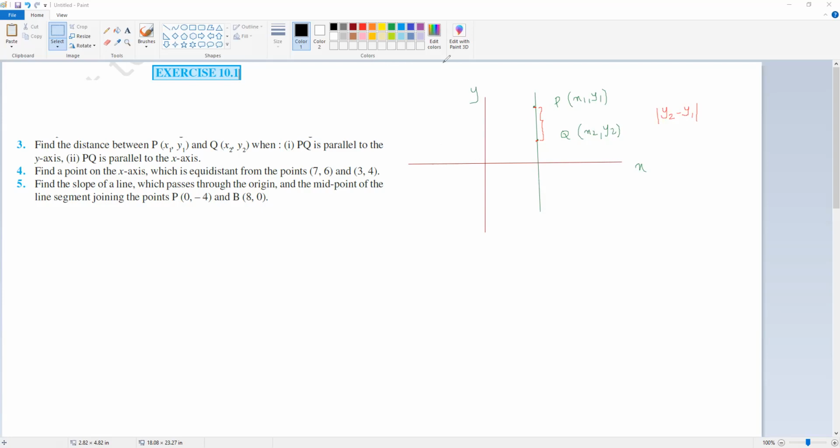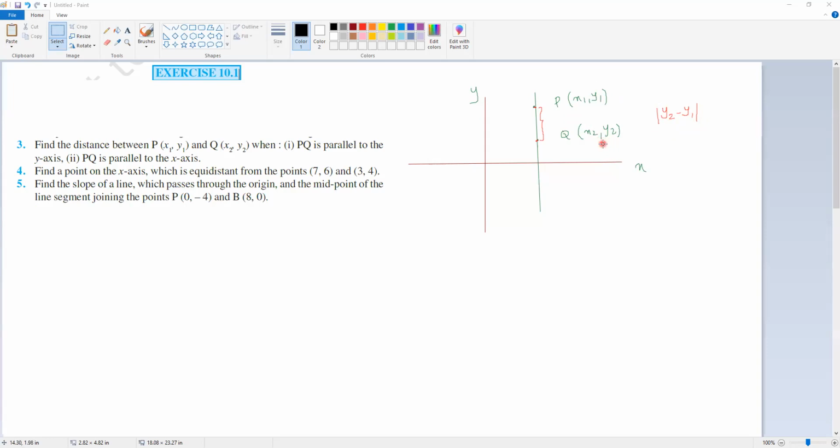Okay, understood? Because we don't know whether P is above or Q is above. In the picture we drew P above, so it is y1 minus y2. Whatever it is, y1 minus y2 or y2 minus y1, it is the difference of the y coordinates. I took the magnitude so that the sign is positive, meaning the distance is positive. So whatever it is, the distance between the y coordinates is the distance, right?